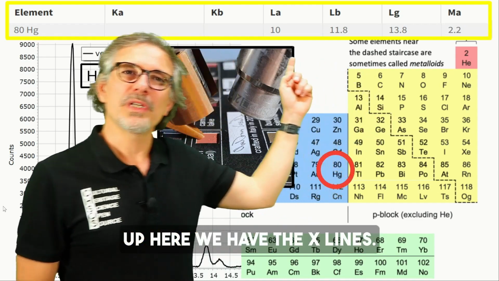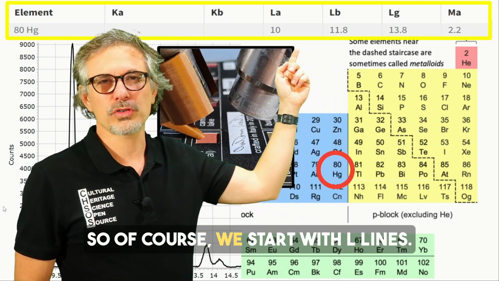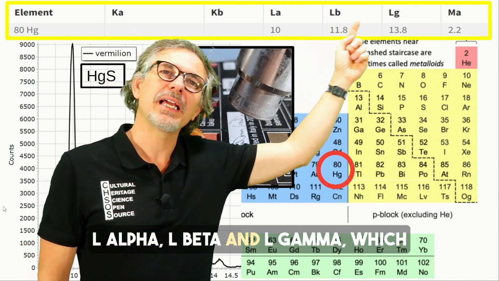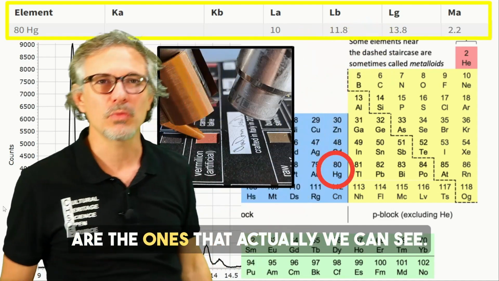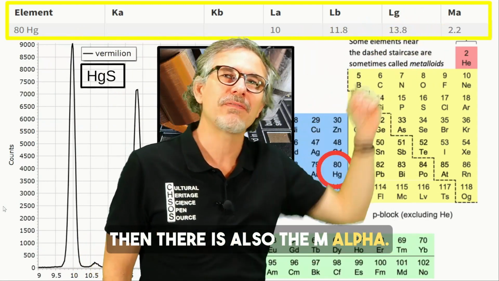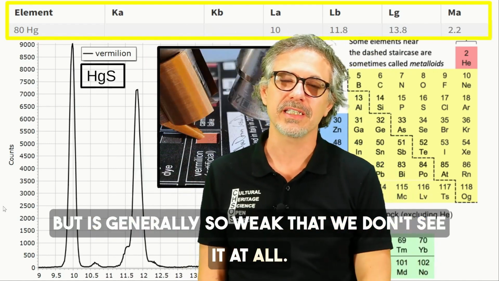Up here we have the X-ray lines, so of course we start with the L lines: L alpha, L beta and L gamma, which are the ones that we can actually see. Then there is also the M alpha, but it's generally so weak that we don't see it at all.